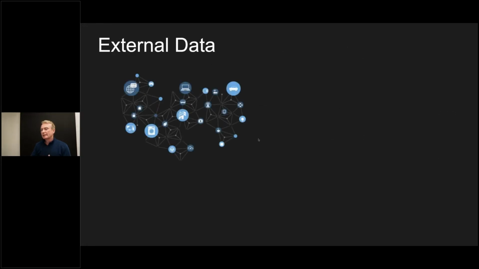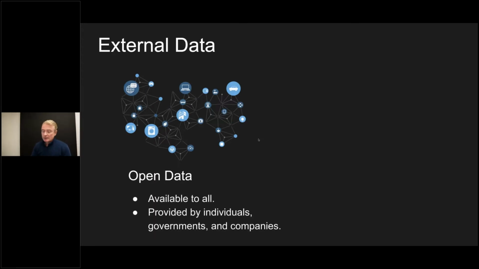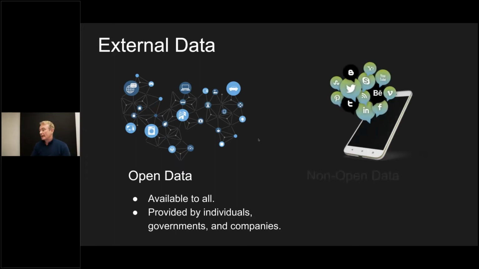And then external data is pretty cool. There's so much out there. It's the whole thing about open data being available to all. It's provided by individuals, governments, and companies, right? So you look at any kind of open data sources. On the other hand, non-open data, to give a simple definition, is closed. It's private or proprietary data.